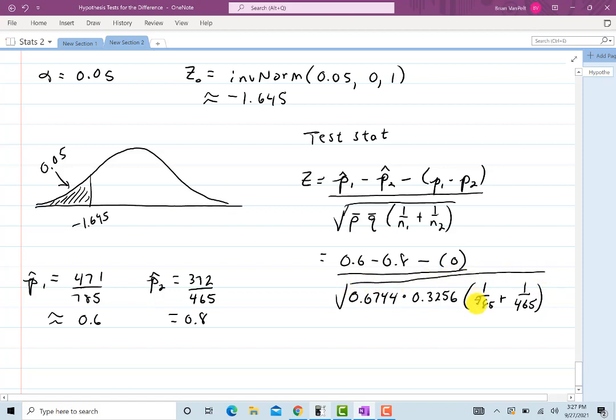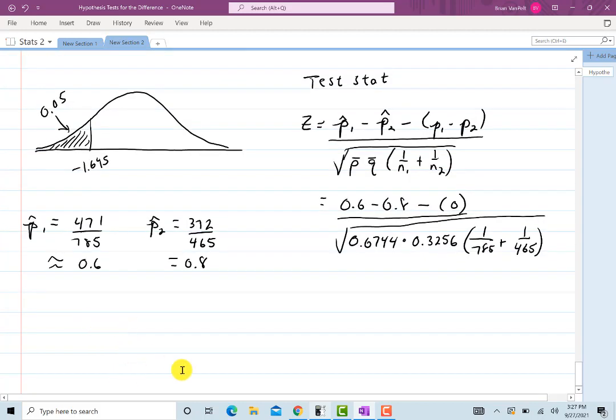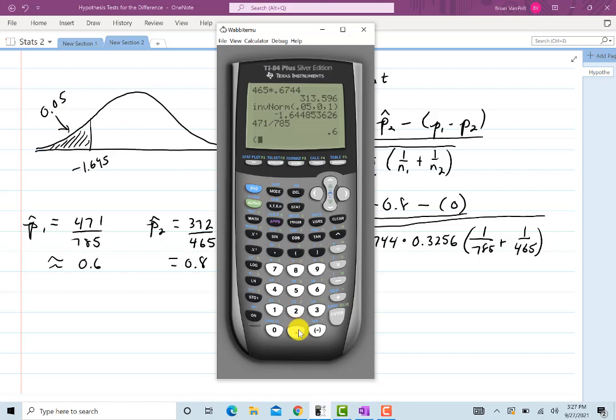Let me fix my 7 to make it look a little better. That still did not improve it. Let my calculator do the work here. So as usual, I'll put my 0.6 minus 0.8 in parentheses. The 0 that I'm subtracting in the numerator is of no importance. And I have the square root of 0.6744 times 0.3256. You don't have to put times, but now I can start a parenthesis and do 1 divided by 785 plus 1 divided by 465. And end that parenthesis, and then just hit enter and it will give you the number. I get negative 7.29.